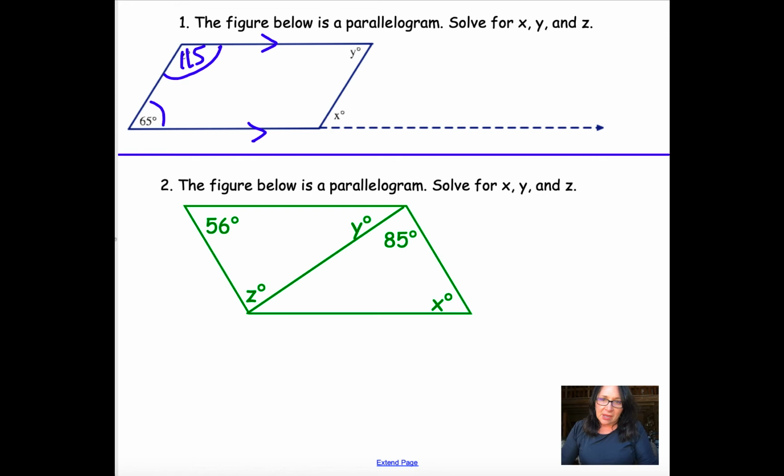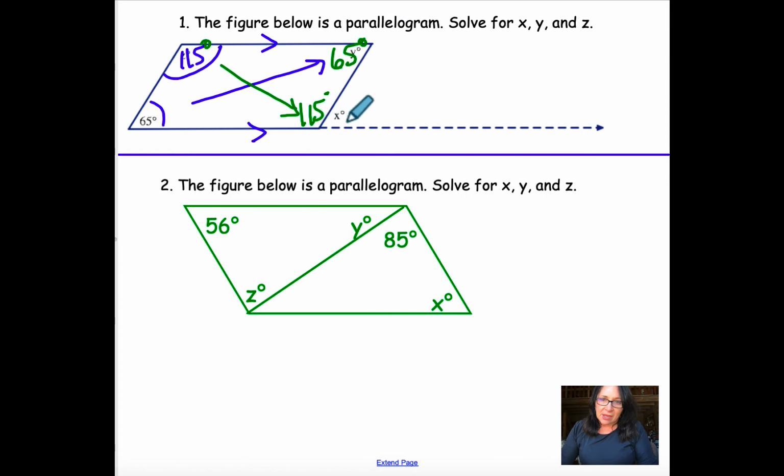We also know, because it is a parallelogram, that opposite angles are congruent. So if that's 65, this angle also is 65. And if this angle here is 115, then its opposite angle is also 115 degrees.